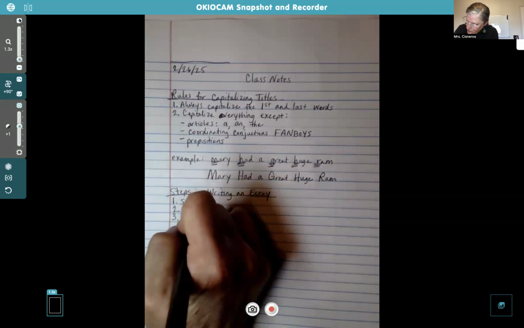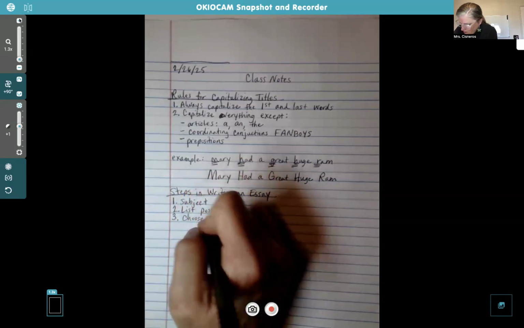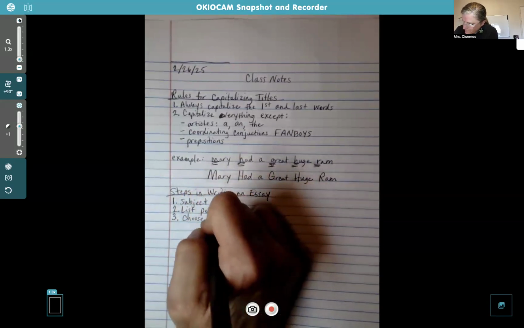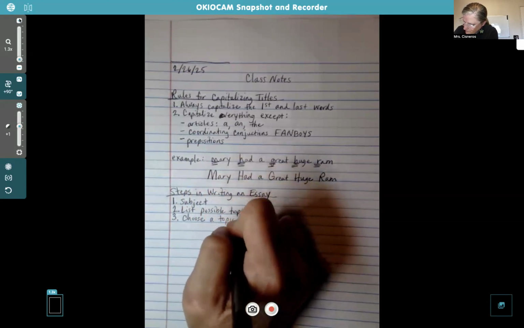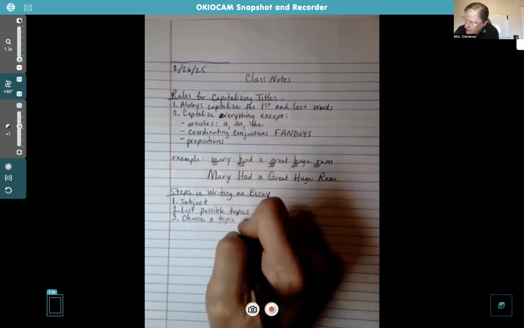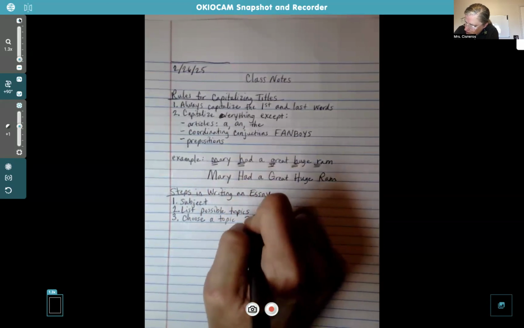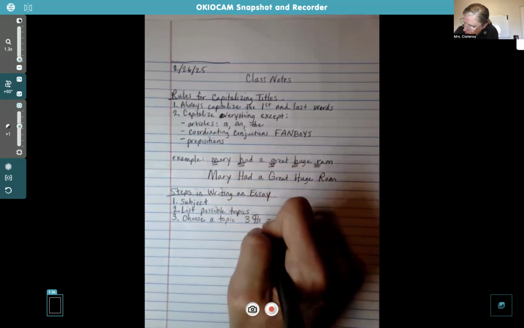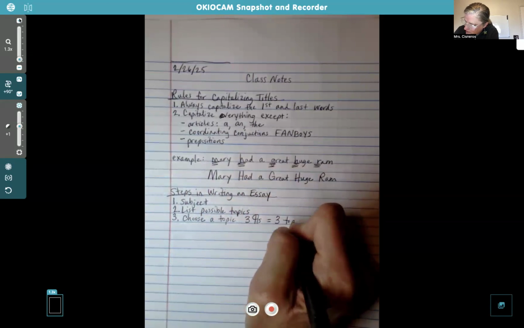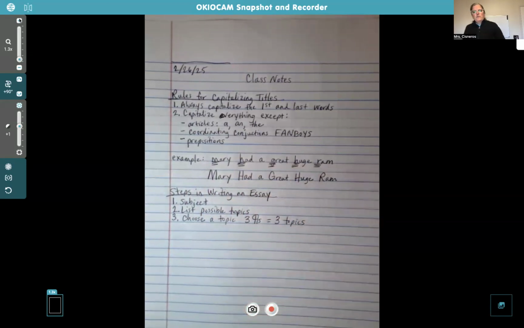Then you're going to choose a topic. And I'm going to make a note here next to that. Three, and I'm going to do the paragraph symbol. 3 paragraphs equals 3 topics. So it depends on how many paragraphs you need to have in the body of your paper.